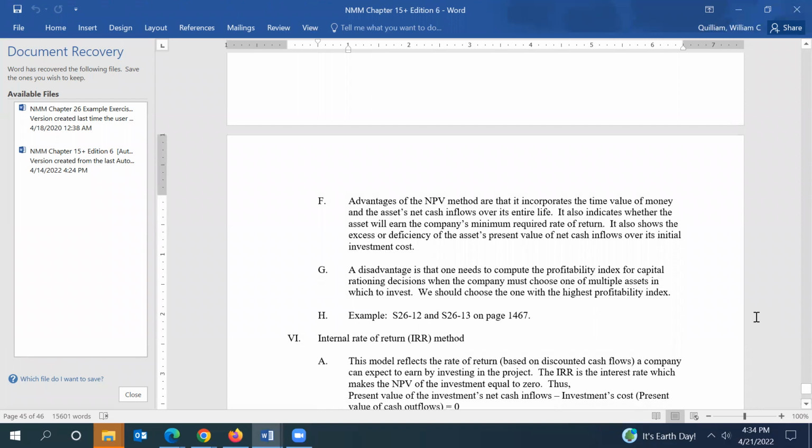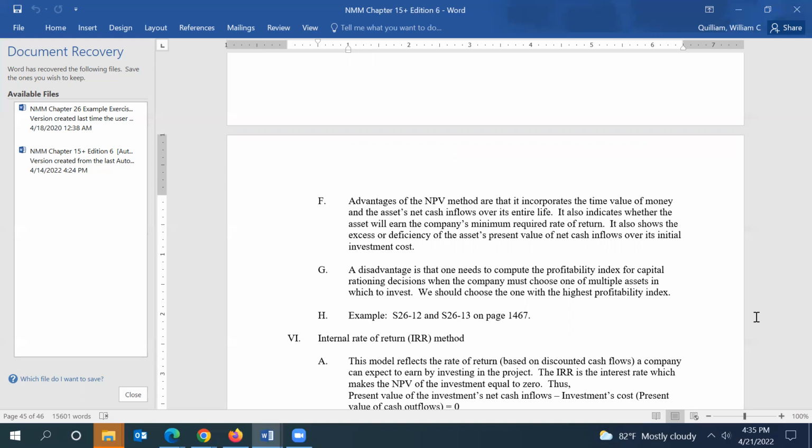Now, any advantages of the net present value method are that it incorporates time value of money and also the asset's net cash inflows over its entire life. It also indicates whether the asset will earn the company's minimum required rate of return, in this case, 10%. And also shows the excess or deficiency, heaven forbid, of the asset's present value of net cash inflows over its initial investment cost. Again, we want an excess, we want a positive net present value, that is, and the higher the better.